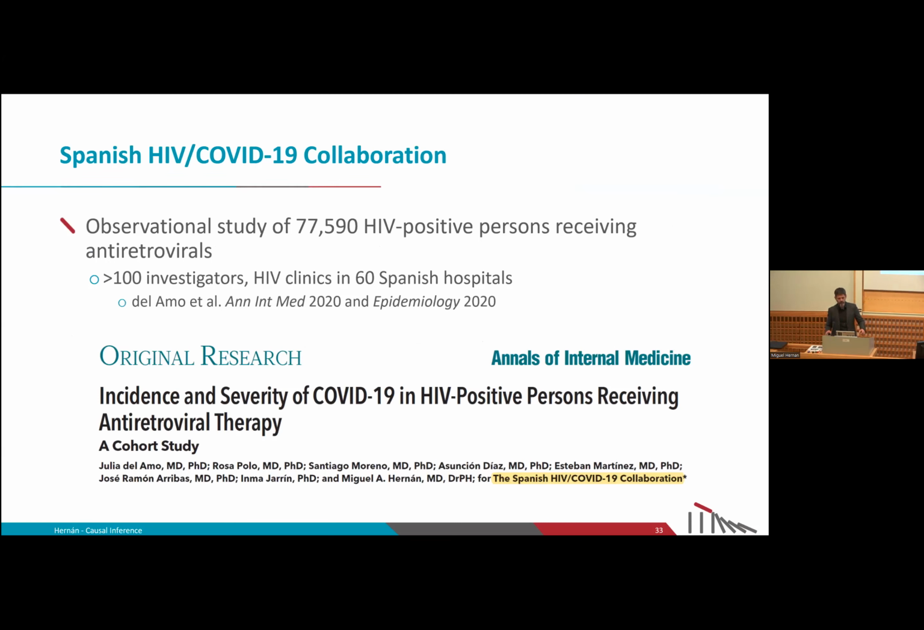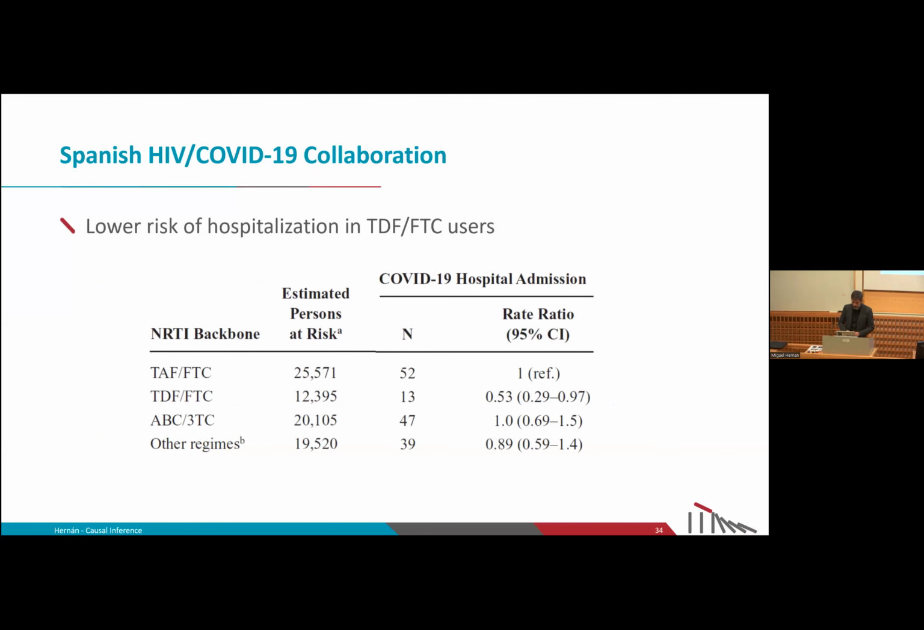Not the first one, but one of the first of these studies was the Spanish HIV COVID-19 collaboration, which was an observational study of about 77,000 people with HIV in Spain in around 60 hospitals. This study, which was published in the summer of 2020, found that people with HIV who were taking TDF FTC had the lowest risk of hospitalization for COVID-19 compared with people with HIV who were taking other drugs.